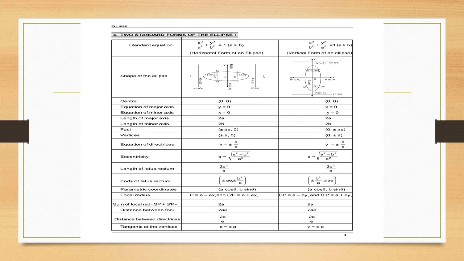In this case, the center is (0, 0) in both cases. The equation of the major axis is y = 0 in the first case and x = 0 in the second, and the equation of the minor axis is x = 0 in the first case and y = 0 in the second. The length of the major axis in the first case of the ellipse is 2a, and in the second case it is again 2a. The length of the minor axis in the first case is 2b, and in the second case it is 2b. So this is very important. The foci in the first case are (±a, 0), and in the second (0, ±a). So this is very important.